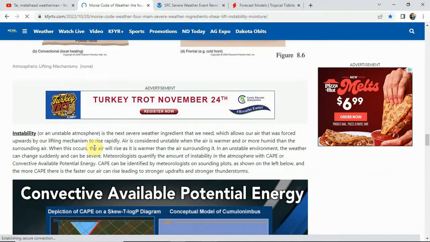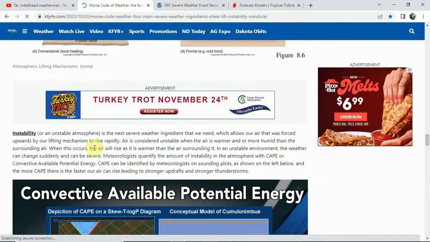Instability and shear go hand in hand. You can overcome a relatively stable environment with increased wind shear, but it's kind of hard to say. The more unstable your environment is, the greater the severe threat and the greater the tornado threat as well. And this is a big limiting factor on a lot of storm systems, the lack of instability.